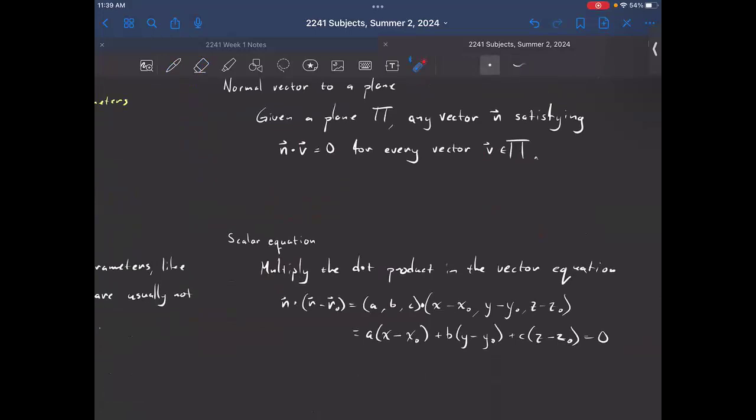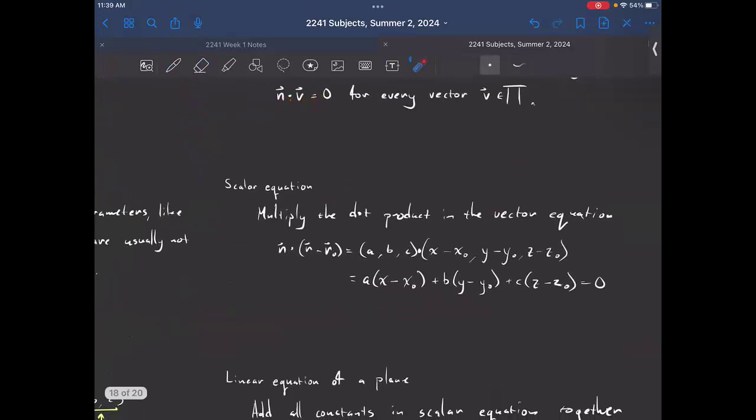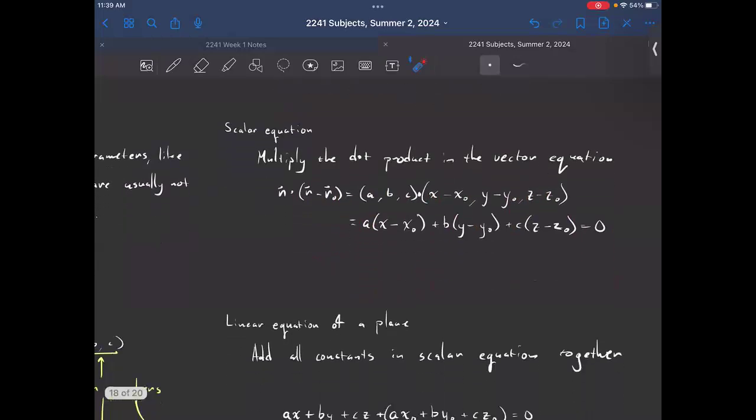All right, the scalar equation of a plane. Well, you take this dot product and you multiply it out. So here we have n dot (r minus r0) as our left side of the equation of a plane. And then we just write out the components and multiply everything out. And that's still equal to 0. So this now is the scalar equation.